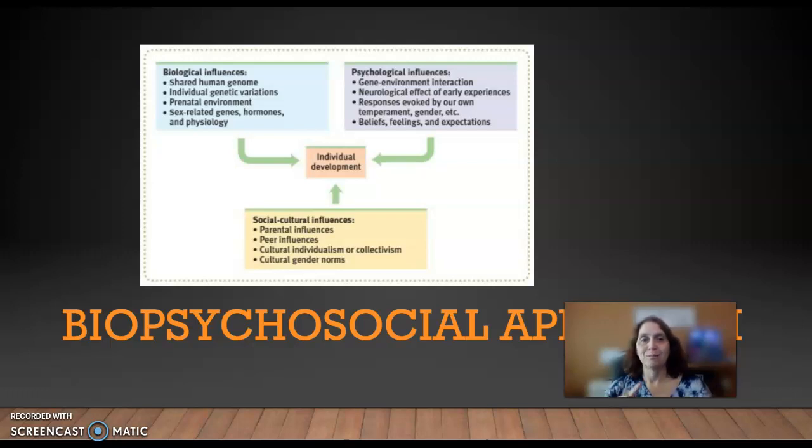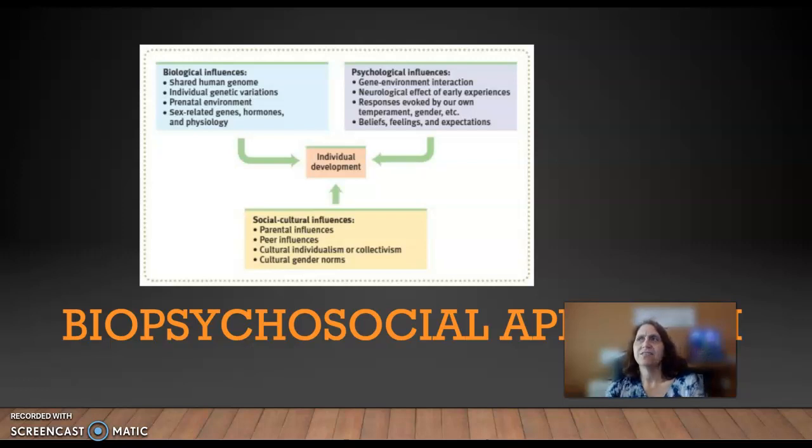Biopsychosocial: biological, psychological, social. So break it down into its pieces when you've got words like that. Shared human genome, individual genetic variations, prenatal environment, sex-related genes, hormones, and physiology. We've got psychological influence, gene-environment, neurological effect, responses evoked by your own temperament, gender, etc., beliefs, feelings, expectations. We've got individual development and those sociocultural influences: parents, peers, cultural individualism or collectivism, and cultural gender norms.